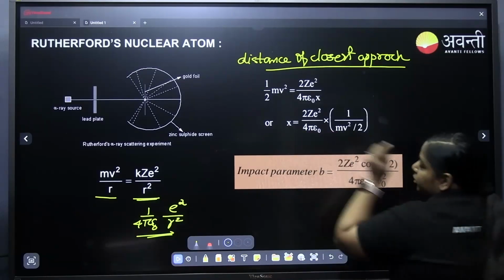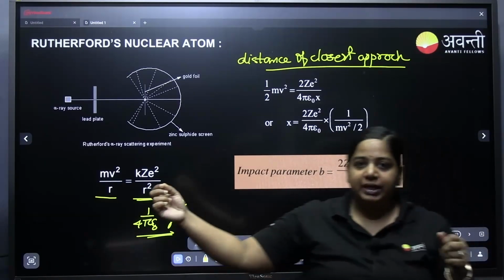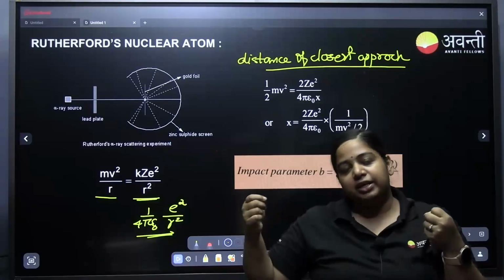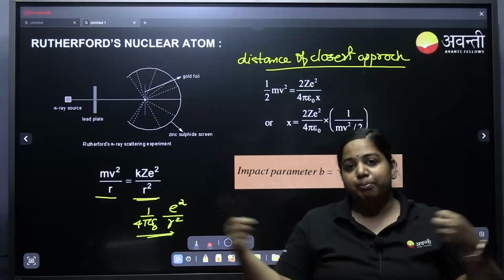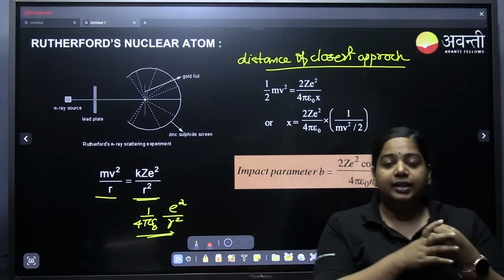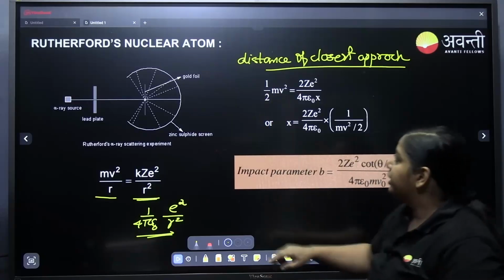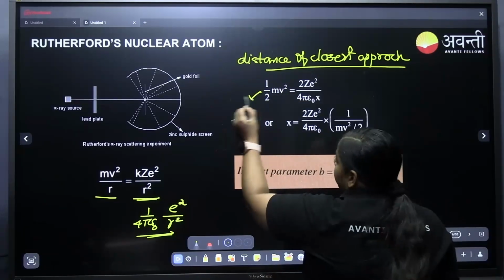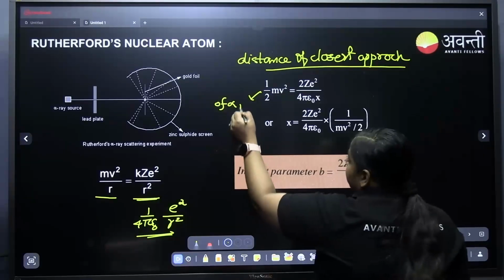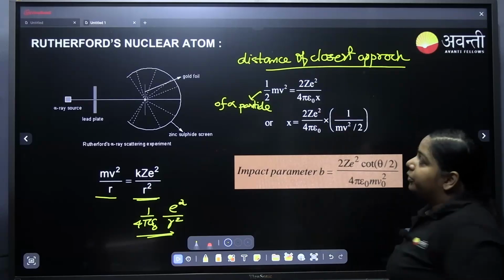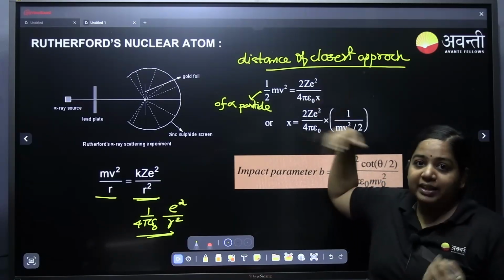Distance of closest approach means when an alpha particle is coming towards a gold atom, it is positive, and the nucleus is also positive, so it should repel, right? So what is the closest distance it can come near the gold atom? That is the thing. So the kinetic energy of the alpha particle is equal to the potential energy due to the atom.